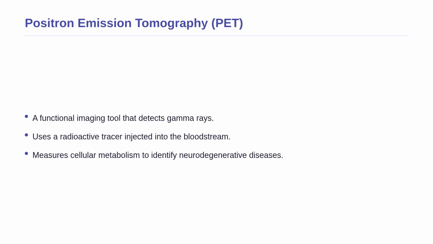We have seen how to capture the brain's structure, but how do we observe its actual function? That is where positron emission tomography, or PET scans, come in. PET scans are functional imaging tools that detect gamma rays emitted by a radioactive tracer injected into the bloodstream. Because these tracers often mimic glucose, they allow doctors to measure cellular metabolism in real time. This means we can identify neurodegenerative diseases at a molecular level, spotting the buildup of toxic proteins or metabolic decline long before major structural damage occurs and becomes visible on an MRI.